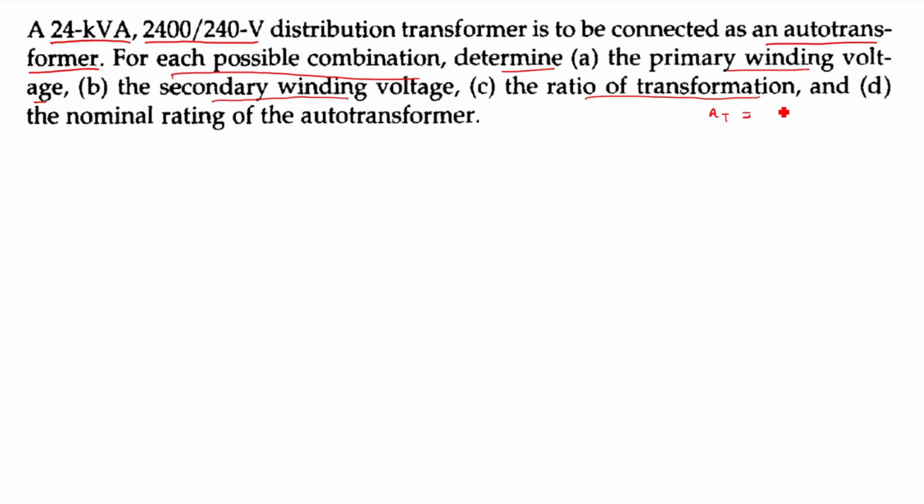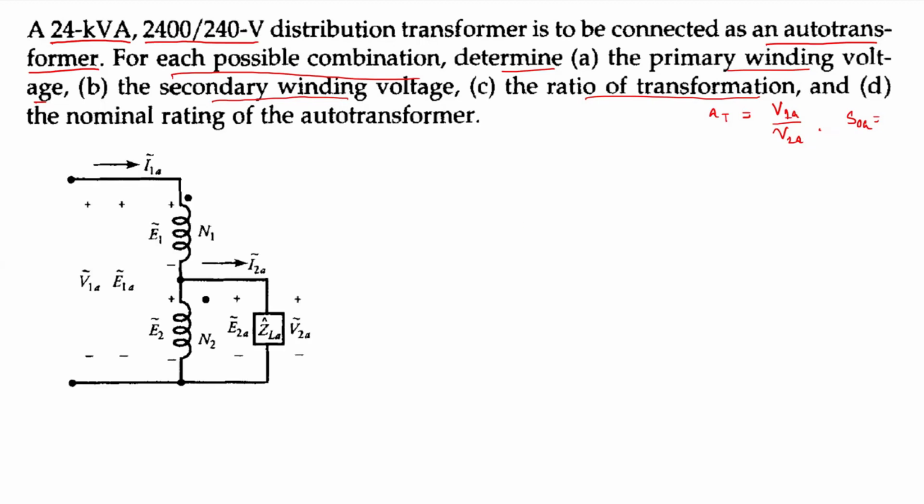So AT is nothing but it is V1A by V2A, right? So primary voltage of the autotransformer divided by the secondary voltage of the autotransformer. And finally, the nominal rating of the autotransformer is S. We have found SOA, right? So we need to find SOA, AT, then the primary winding voltage and secondary winding voltage. So now let us consider all the combinations separately.